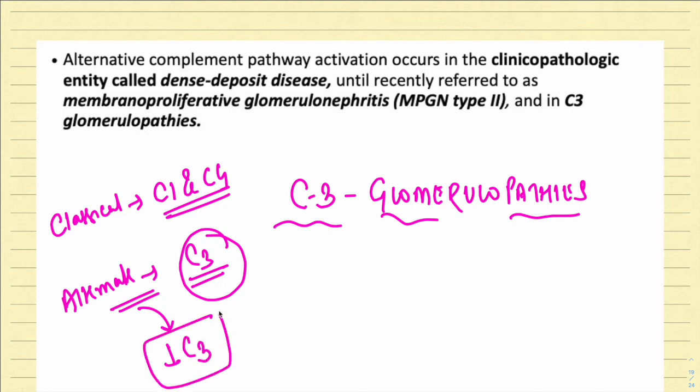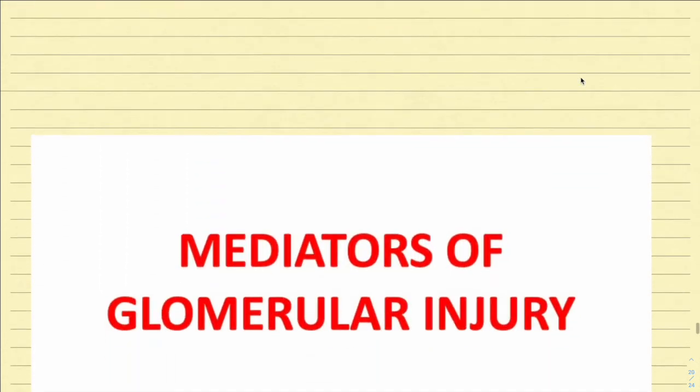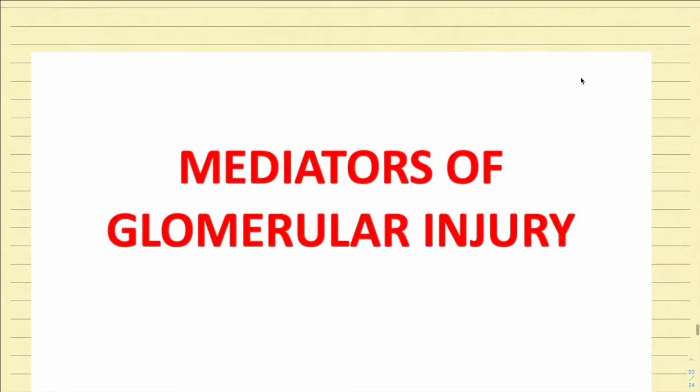Just understand that the alternate pathway of complement activation is involved in a group of diseases called MPGN type 2, also called dense deposit disease, and in other types of C3 glomerulopathies. We will discuss them in detail when we discuss MPGN type 2. With this we have completed the basic mechanisms of glomerular injury, which can be antibody mediated, wherein we discussed the immune complex, either in situ or circulating variety. Apart from that we had cell mediated immunity and the role of the alternate complement pathway that we have already discussed.